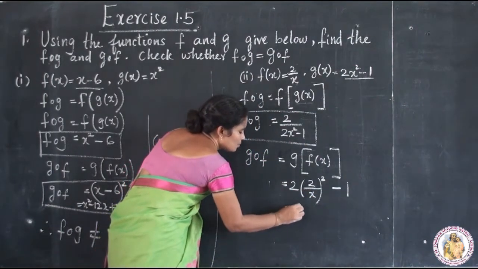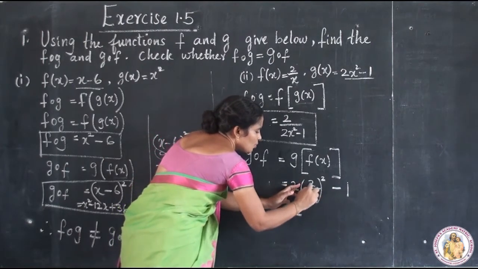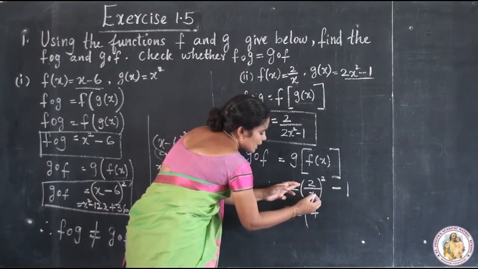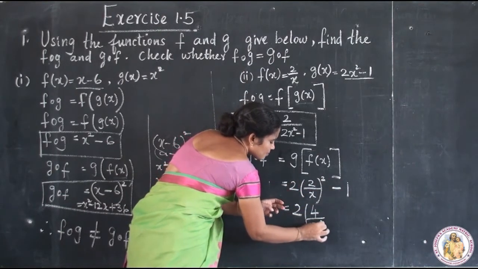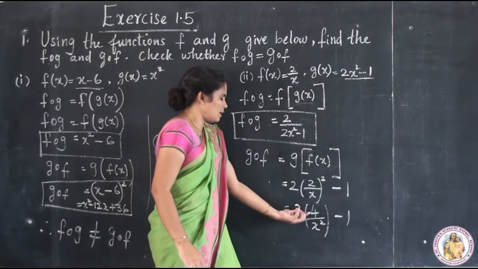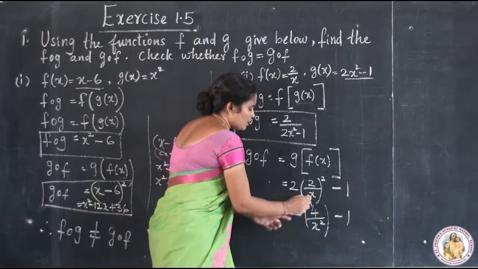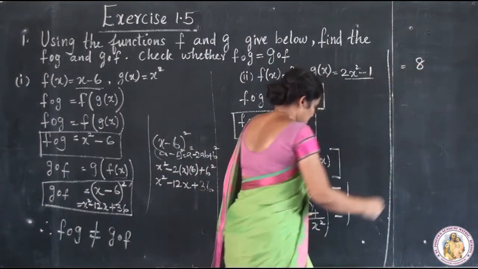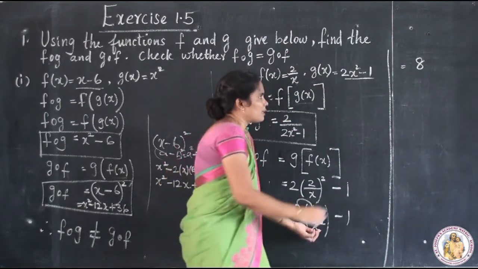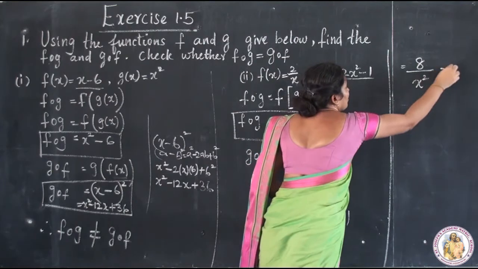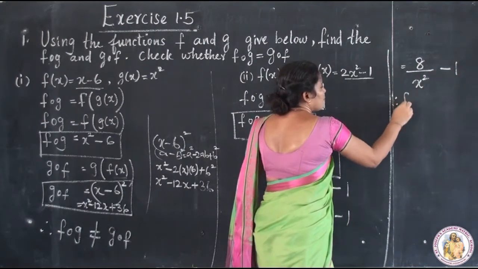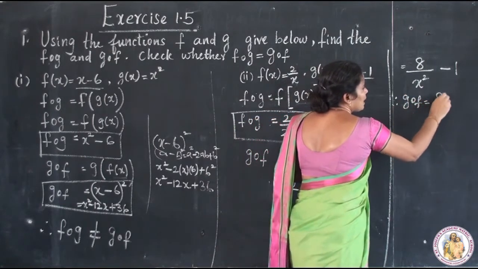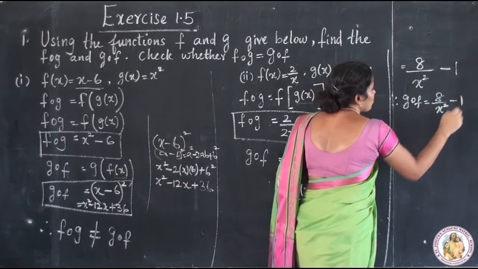Now 2 square, that is 2 into 2, it is 4. X into x, x square, minus 1. Okay, now multiply. 2 into 4 is 8. 2 4s are 8 by x square. 8 by x square minus 1. So therefore g of f is equal to 8 by x square minus 1.